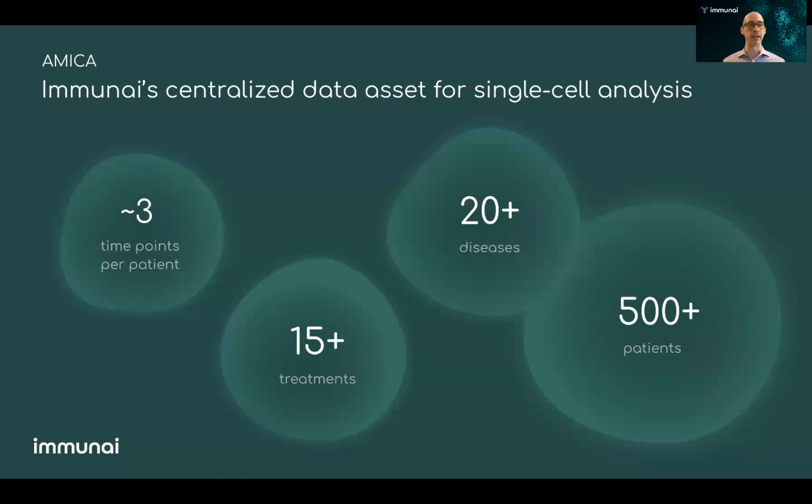So this all starts with data, and our data is stored in a database called Amica, right? It's our centralized database of single cell analysis, and it is, if not the largest, certainly one of the largest centralized databases. We have over 500 patients in it, 20 diseases, 15 plus treatments, about 3 time points per patient, which is a ton.